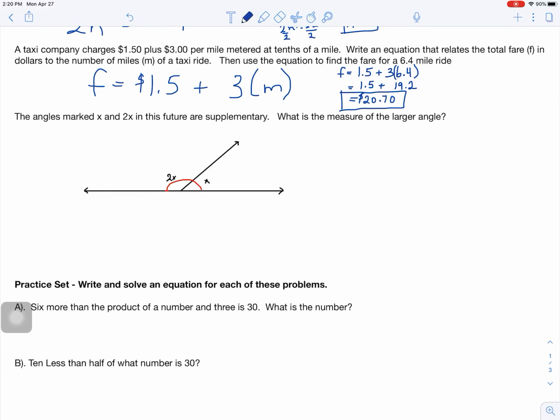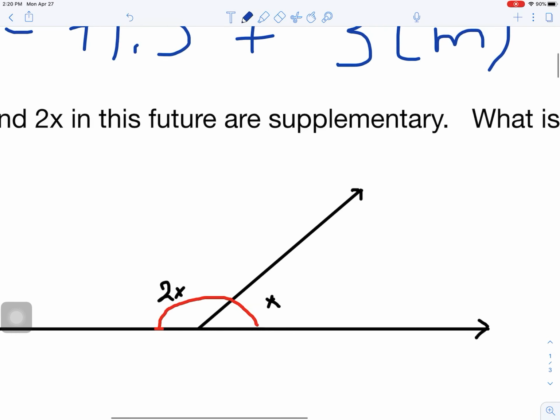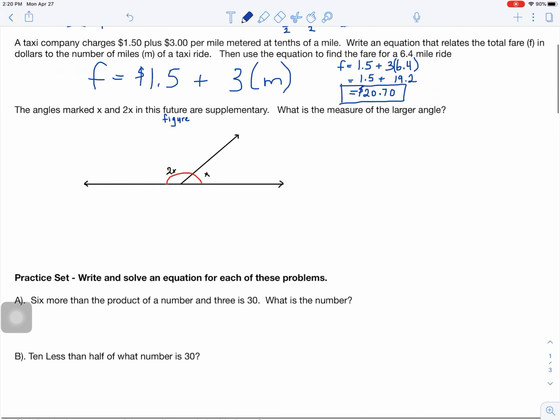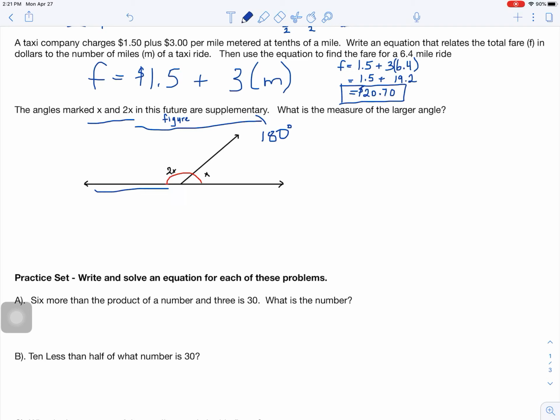The last example that I have here is the angles marked x and 2x in this figure are marked supplementary. What is the measure of the larger angle? So we're going to have to use this information that we have here to write our formula. Now we know that supplementary means that adding them together, they're going to equal 180 degrees because a line is 180 degrees. So we can write it this way: 2x plus x equals 180.